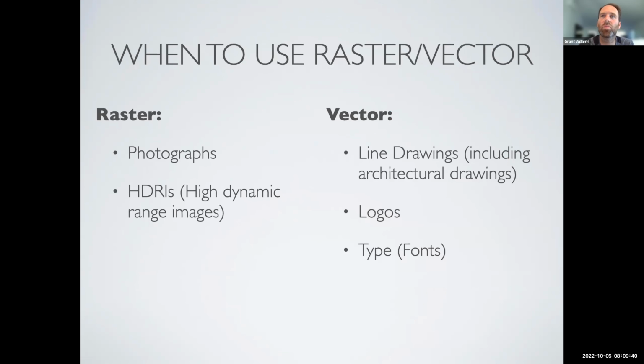So when do we use one versus the other? Well, if it's a raster image, we're looking at photographs or high dynamic range images, things with complex color. So we're going to be using those in relationship to things like Photoshop or maybe V-Ray. Vector graphics, on the other hand, are your line drawings. They could be architectural line drawings, they could be logos, they could be fonts.